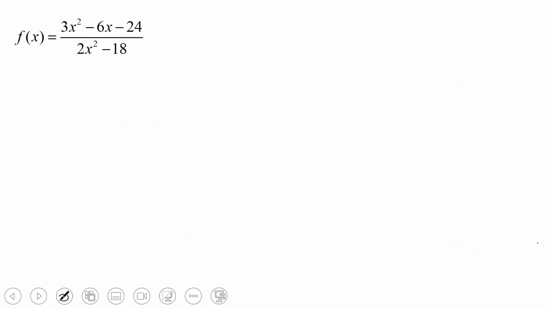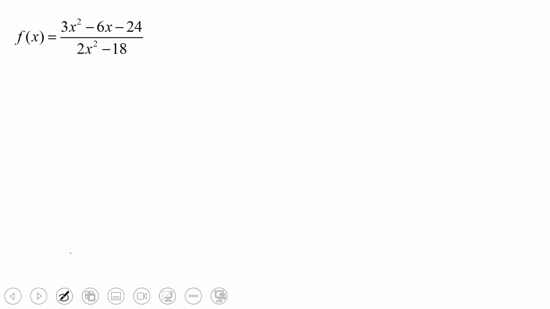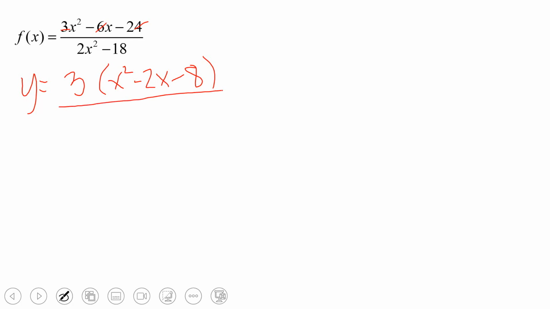On to the next one. Ooh, this looks a little bit tricky. So in this problem, I see that 3 is a value that can be factored out of 3 and 6 and 24. So I'm going to factor out 3 to get x squared, subtract 2x, subtract 8. Now let's make sure I didn't make any mistakes. When I distribute, I get 3x squared, subtract 6x, subtract 24. Looks good. And I can factor 2 out, x squared minus 9.